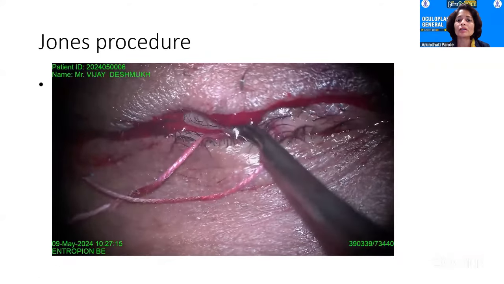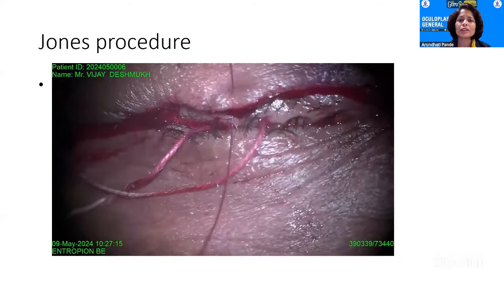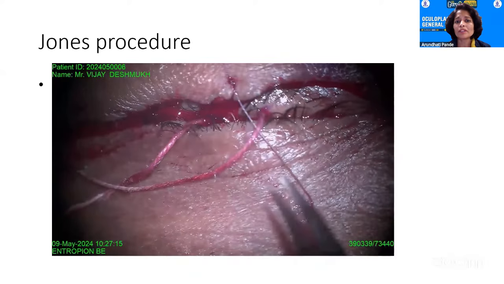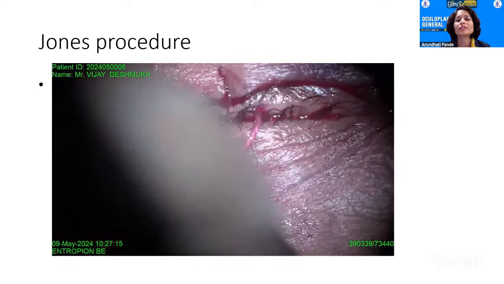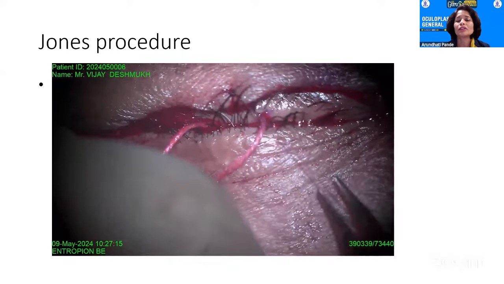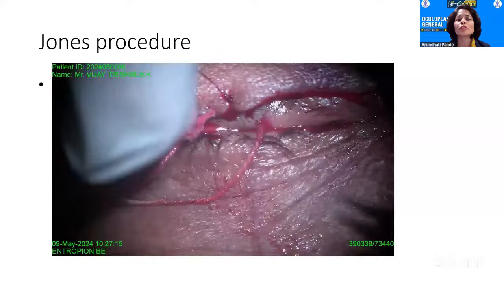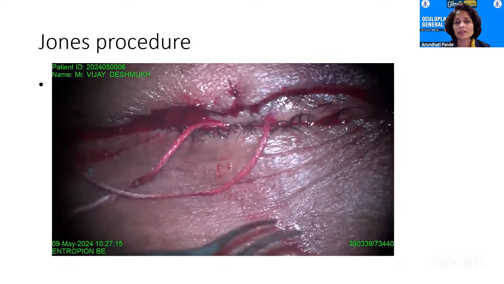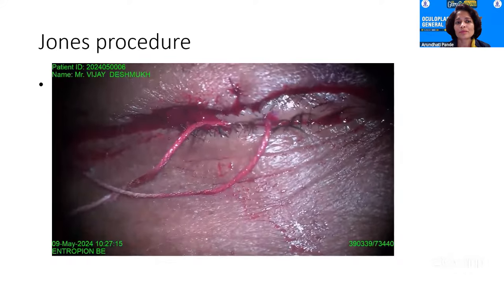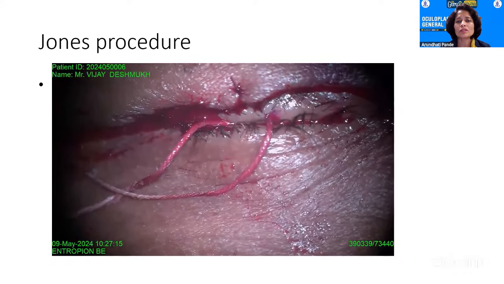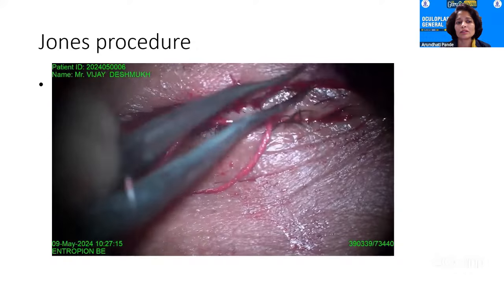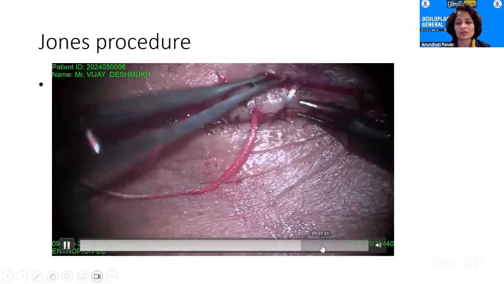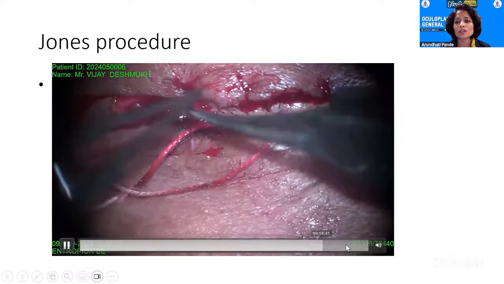So the middle suture is taken. Interrupted sutures. Generally, I prefer to have interrupted sutures. And if the patient is very young, in their 40s, something like that, then I take subcuticular sutures for better cosmetic results. So this patient was a 65-year-old male, so that is why I'm taking interrupted sutures. Yeah, so all the sutures are done.